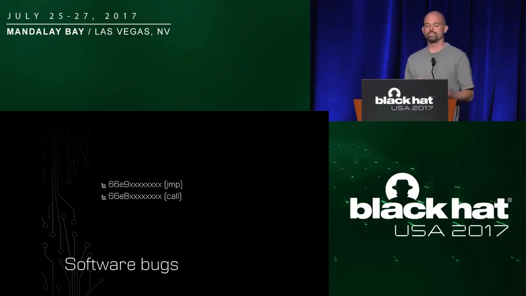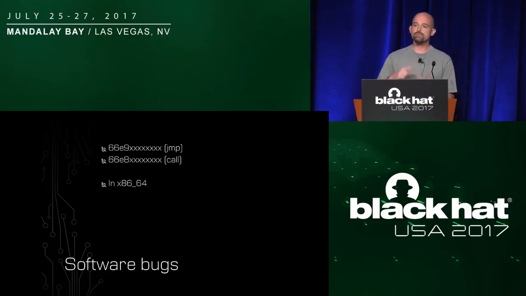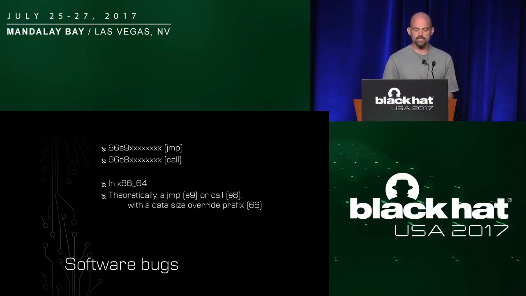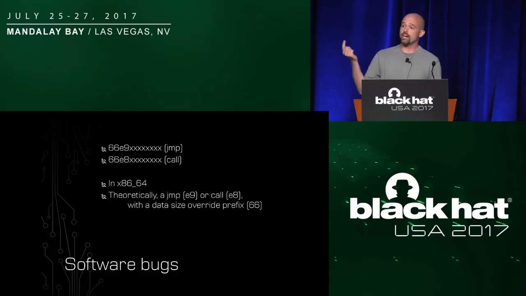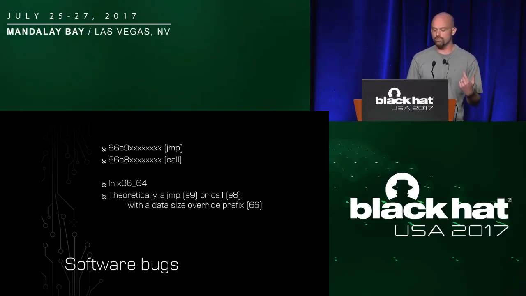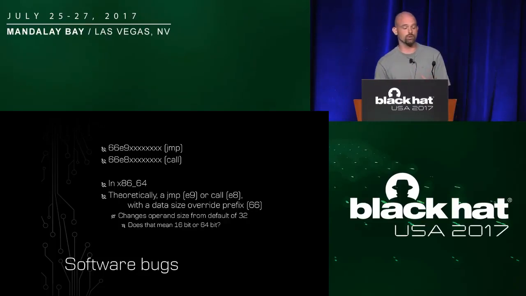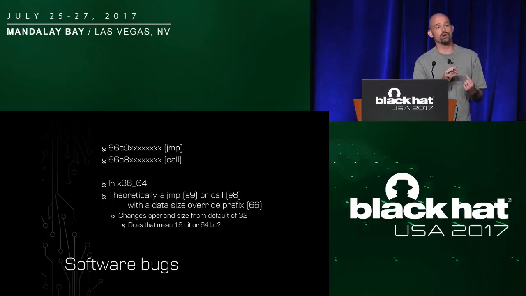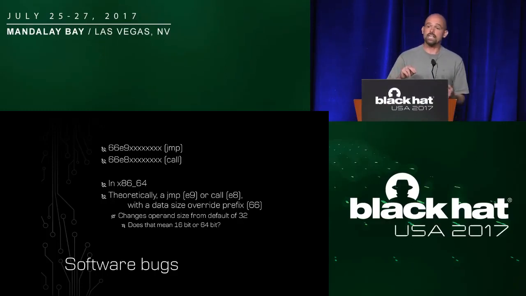So two of the more interesting ones I found were these jump and call instructions. In the 64-bit version of the x86 architecture, theoretically, E9 is a jump instruction, E8 is a call instruction, and 66 is what's called a data size override prefix. What 66 is supposed to do is change the default operand size of that instruction. So normally E9 and E8 take a 32-bit operand. So 66 is supposed to change that, either to a 16-bit operand or to a 64-bit operand.